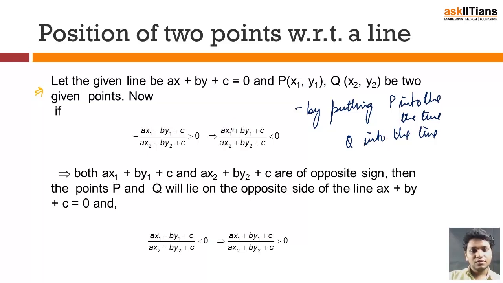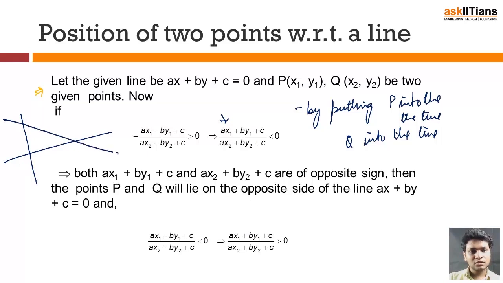See, if the ratio is less than 0, we can say that ax1 plus by1 plus c and ax2 plus by2 plus c are of opposite sign, then it is pretty sure that the points are going to lie on the opposite side.